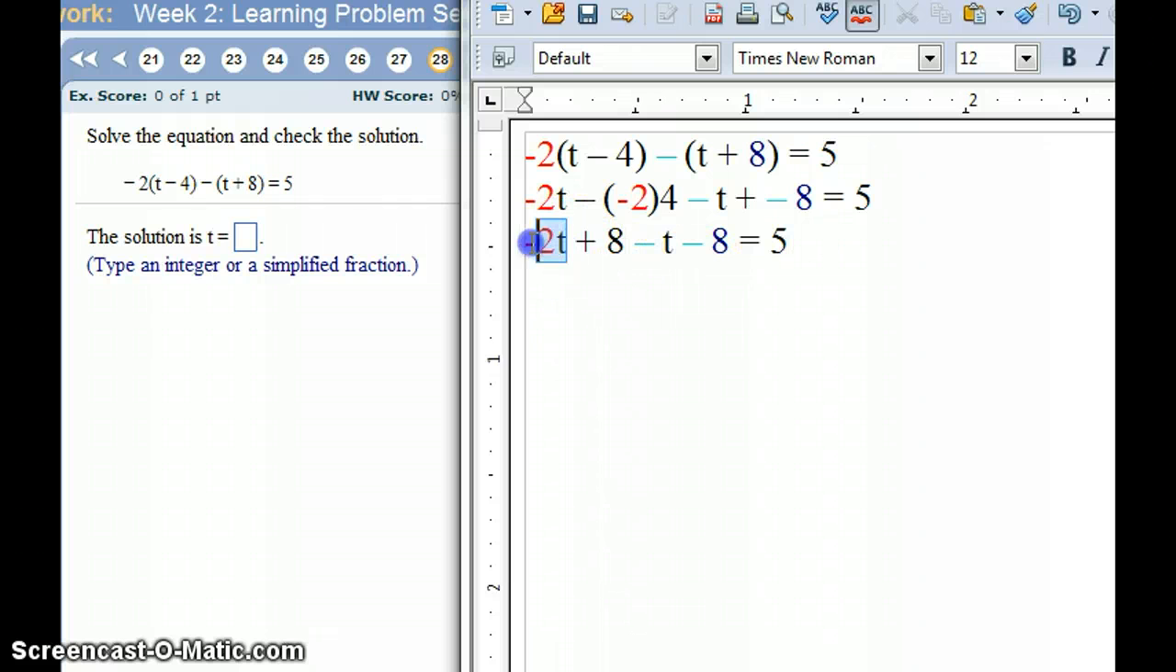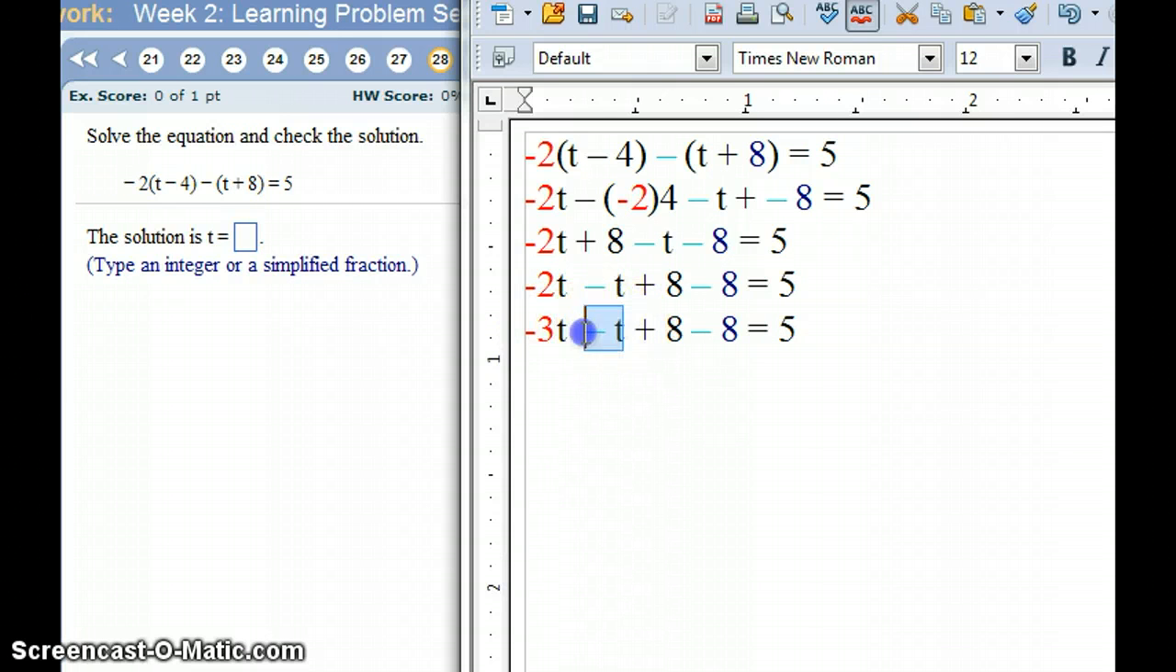From there I can combine my like terms. My t terms are like, and my number terms are like. My t terms are negative 2t and a minus t. I suppose I could write another step, though you don't really need to, where I take this 8 and change the order. Note that the sign before the 8 stays with the 8, and the sign before the t stays with the t. So now I have negative 2t minus t, which I can simplify. That is negative 3t. If I'm already at negative 2 and I go down another one, I'm down at negative 3. And of course, 8 minus 8 is 0, so this would be plus 0.